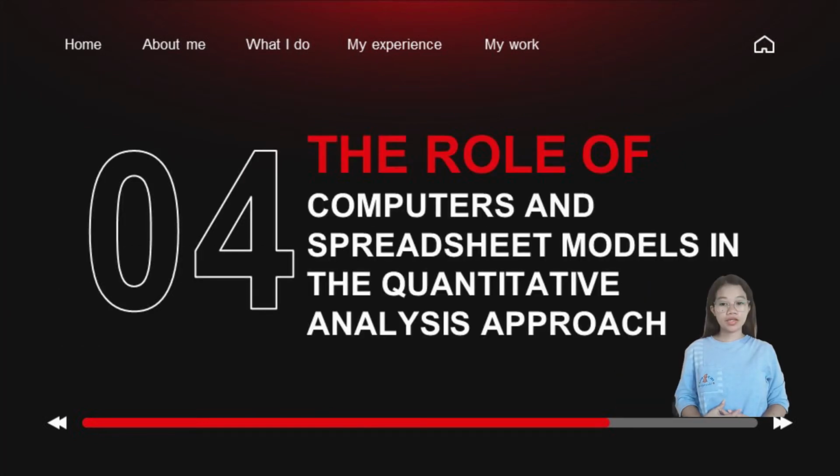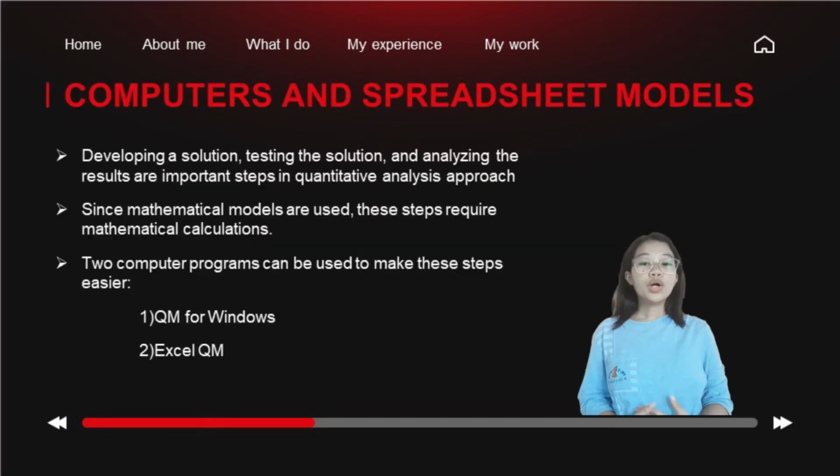The next topic is the role of computers and spreadsheet models in the quantitative analysis approach. Computers and spreadsheet models can help develop a solution, test the solution, and analyze the approach. Since mathematical models are used, these steps require mathematical calculations. Two computer programs can be used to make this step easier.